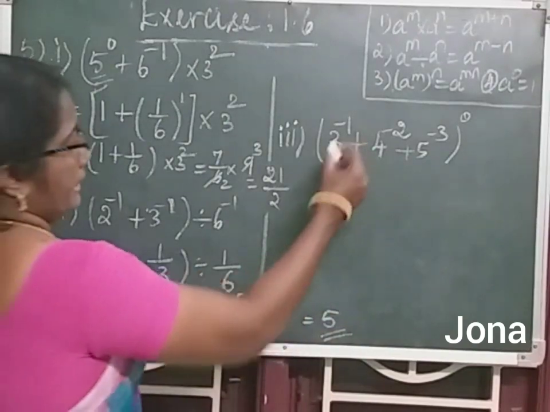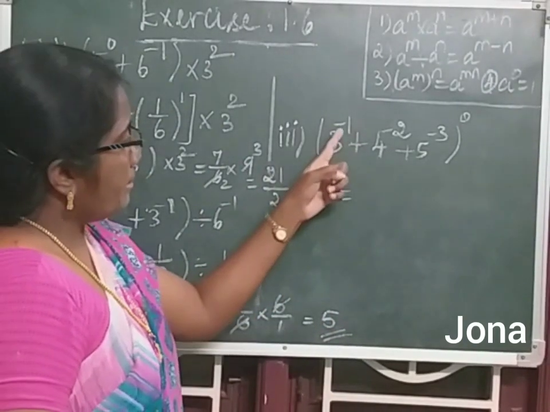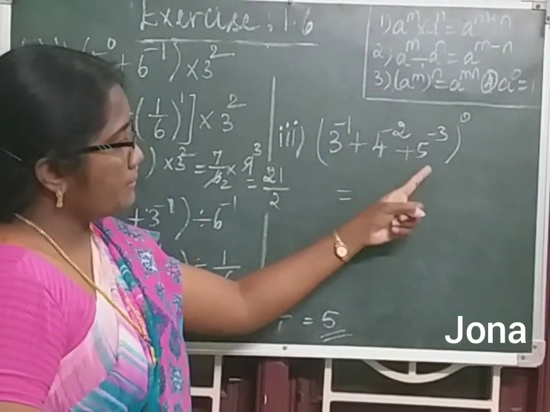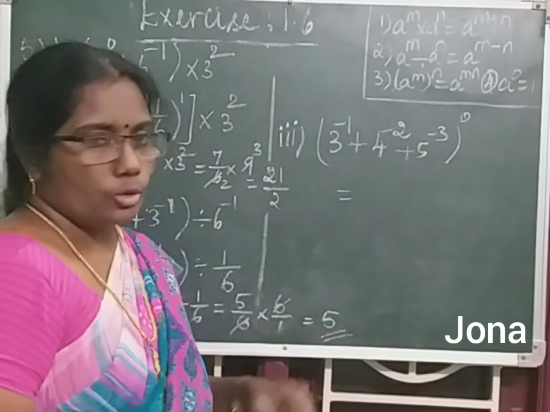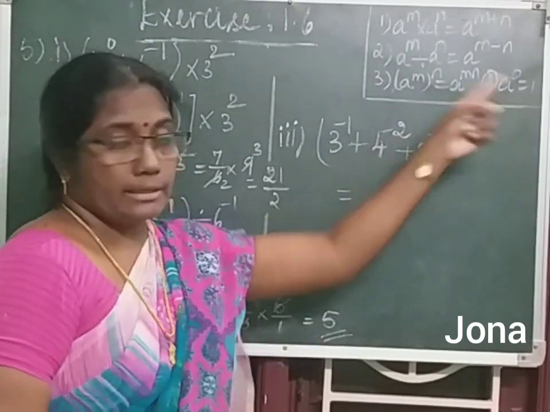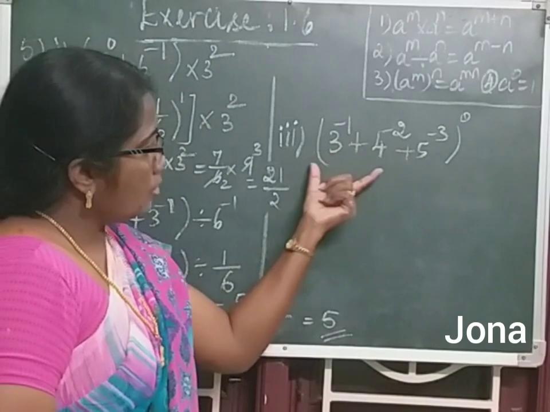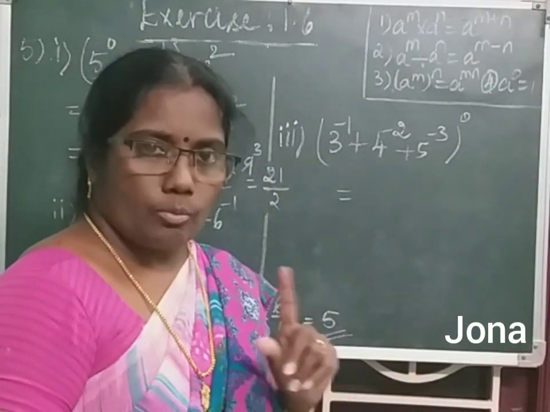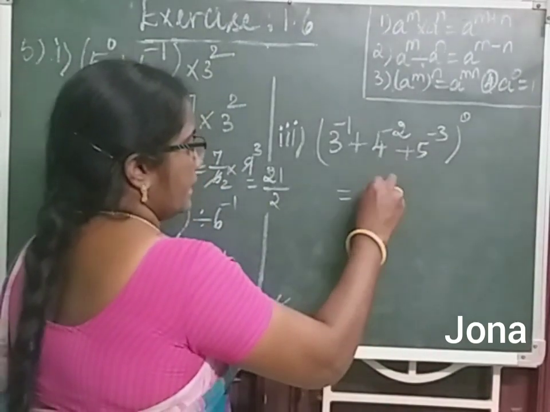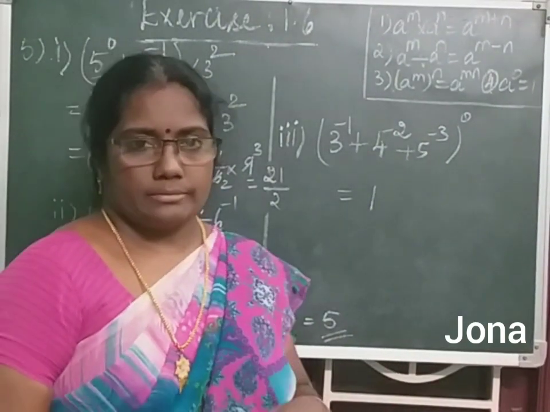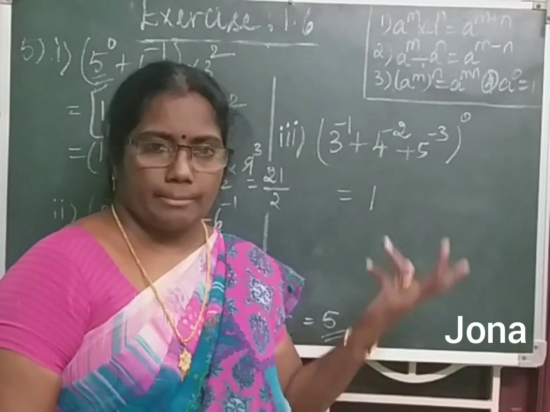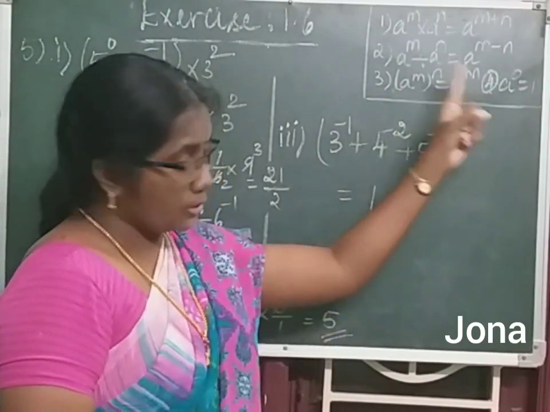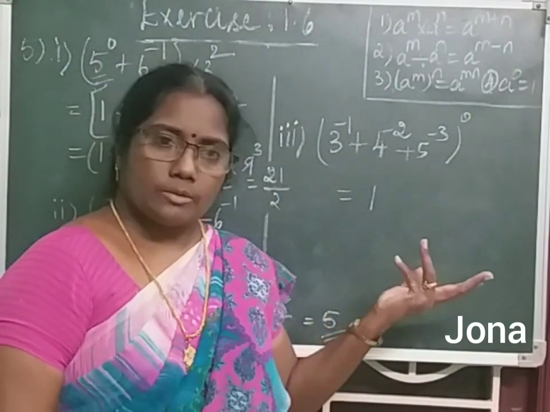Okay, look at the next problem. Here (3 power minus 1 plus 4 power minus 2 plus 5 power minus 3) whole power 0. I told you a power 0 is equal to 1. Here the whole thing is power 0. So anything power 0 will be 1 only, so straight away we can write the answer as 1. No need to simplify anything inside the bracket because the whole power is 0, which is equal to 1.